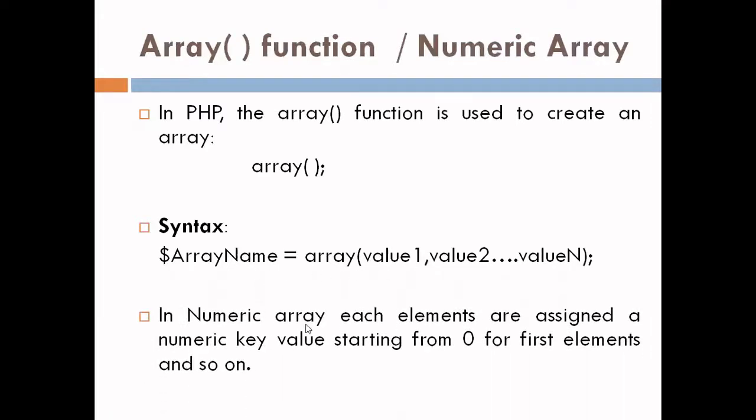In a numeric array, each element is accessed by a numerical key value that starts from 0 for the first element and so on. So if my numerical array contains 10 elements, then by default the index number of the first element will be 0, the index number of the second element will be 1, and the index number of the last element will be 9.